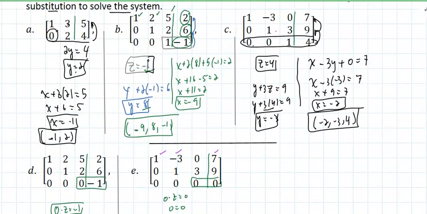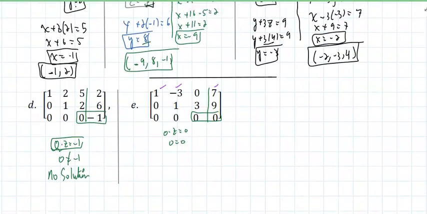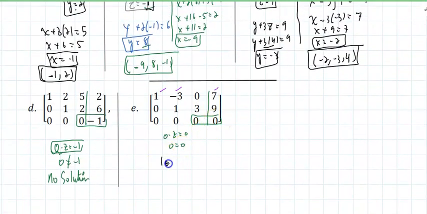Here we got z to be negative 1. Here we got z to be 4. Here you say, you know what? Let's say z is t. So let z equal t, where t is any number.